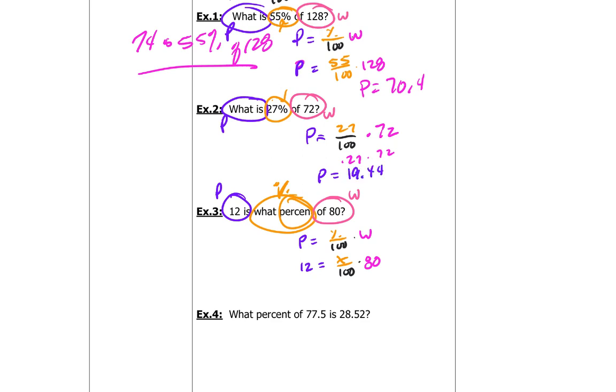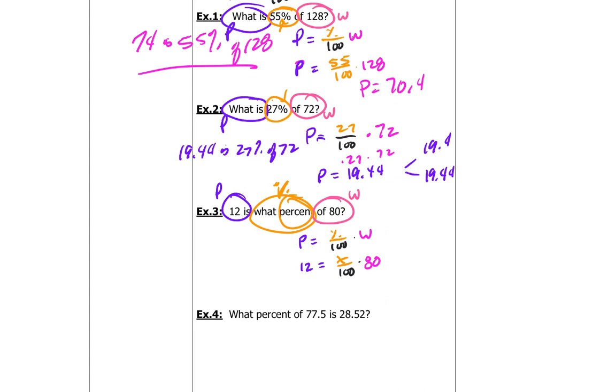19.44. Now, assuming they're keeping it rounding to the nearest hundredth, if you round to the nearest tenth, that would just be 19.4. But if you round to the nearest hundredth, that's 19.44. By default, you're going to round to the nearest hundredth unless it tells you to round to the nearest tenth. You might want to write that down somewhere. By default, you round to the nearest hundredth unless they tell you to round to the nearest tenth or the nearest whole number. Or unless we're talking about people, because we don't like talking about half a person, right? So your answer here is 19.44 is 27% of 72.